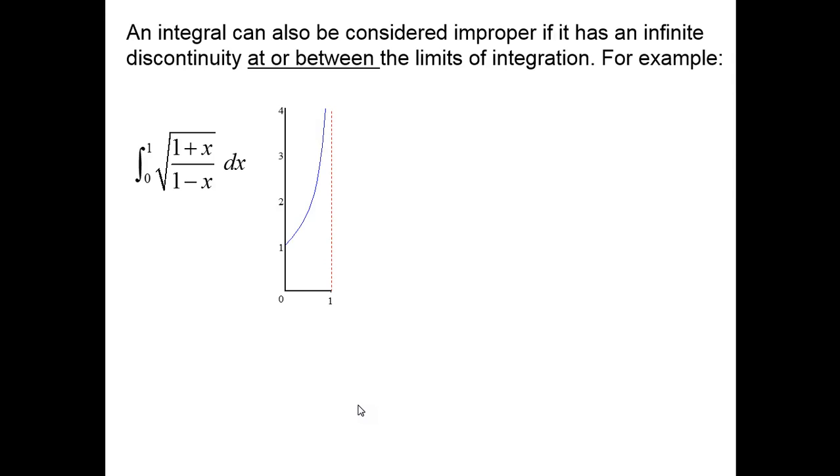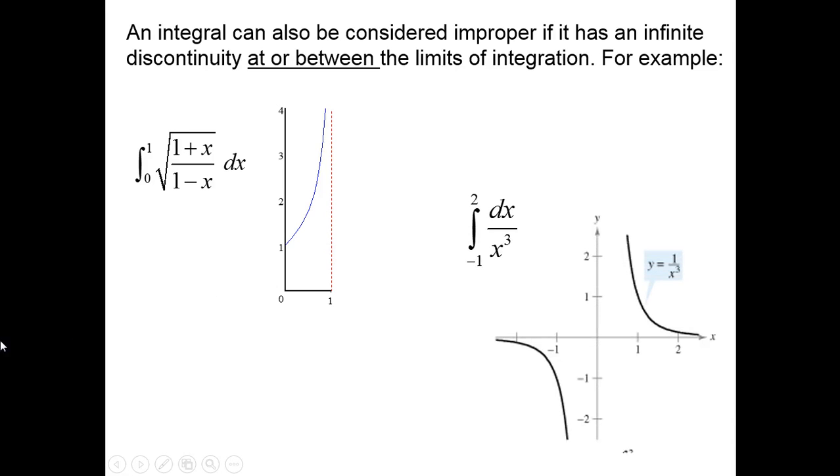You'll notice that it has an infinite discontinuity, or really a vertical asymptote, at 1, which is the right-hand limit. That's what makes this improper, because you could see that the area here would be unbounded. Likewise, take a look at this function now. So we have the integral of 1 over x cubed from -1 to 2.